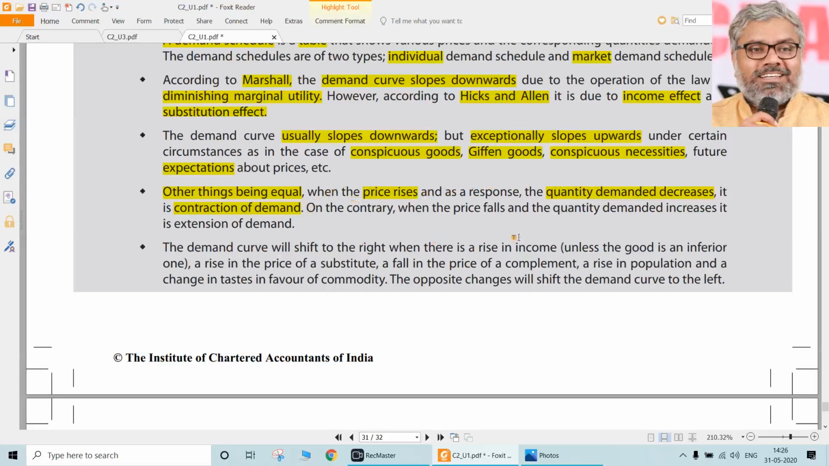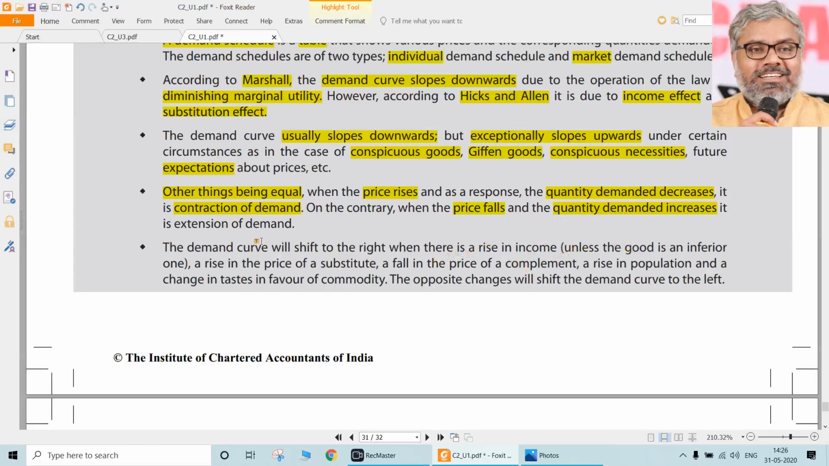So when there is a change in the price, what is the impact on the demand? We don't call it demand, we call it quantity demanded. When the price is increasing and quantity demanded is decreasing, we call it contraction of demand. On the other side, the opposite happens. When the price falls, the quantity demanded naturally increases. Once again, we are using the word quantity demanded here, not demand.